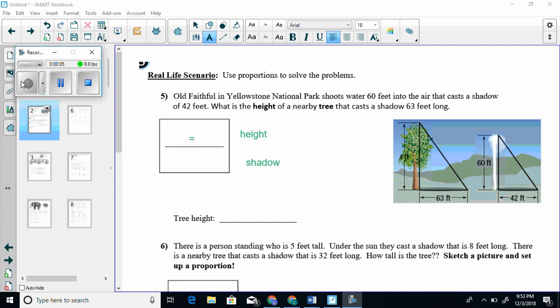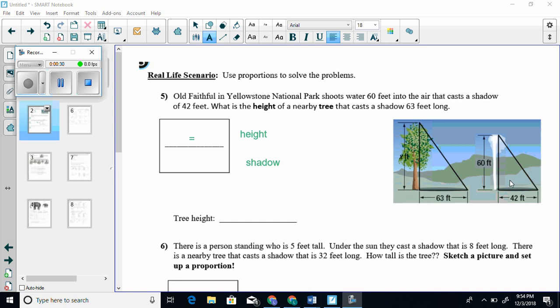These are some real life scenarios. Remember that with proportions, we're comparing two things that we can't compare directly, right? So in this picture here, it says Old Faithful in Yellowstone National Park shoots 60 feet of water into the air. Right over here, that casts a shadow of 42 feet. What is the height of a nearby tree that casts a 63-foot long shadow?